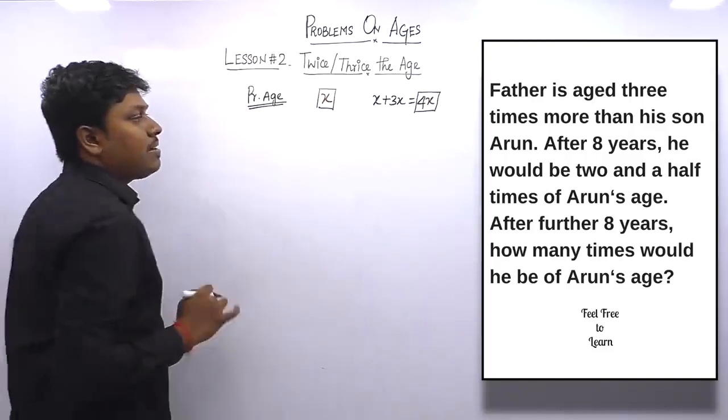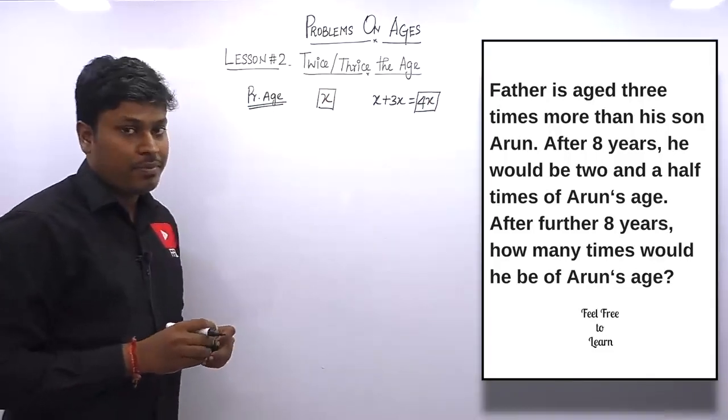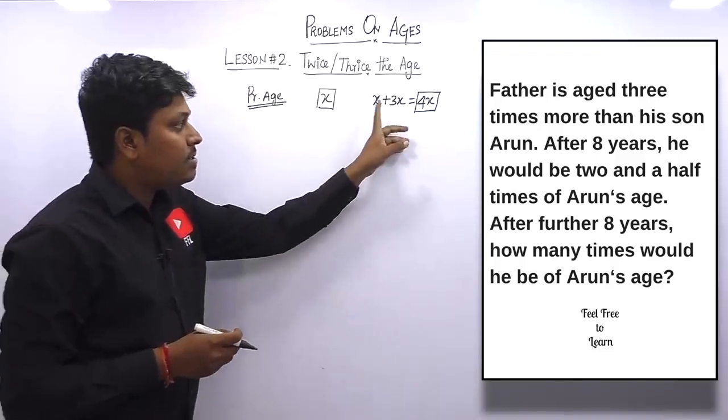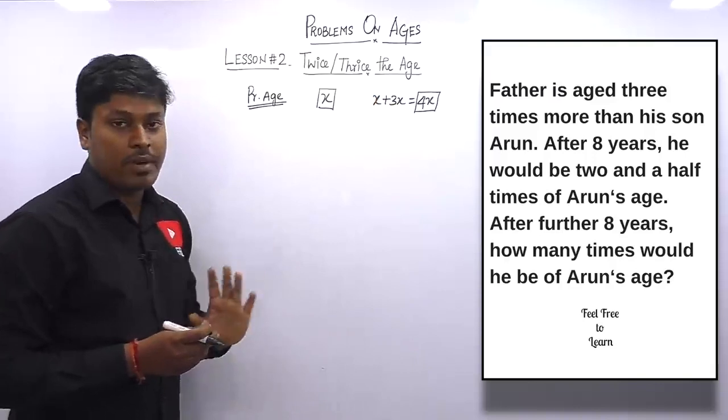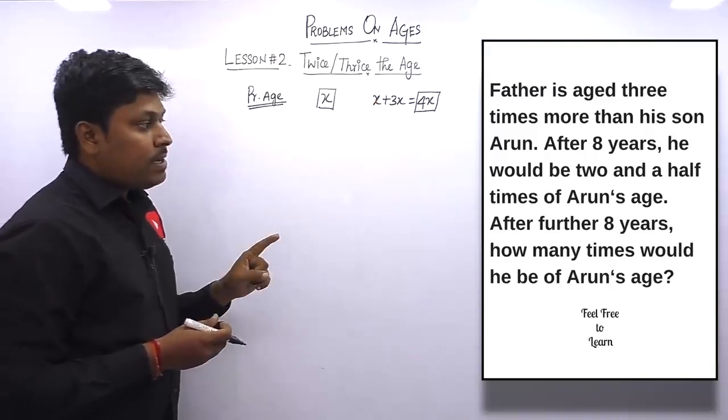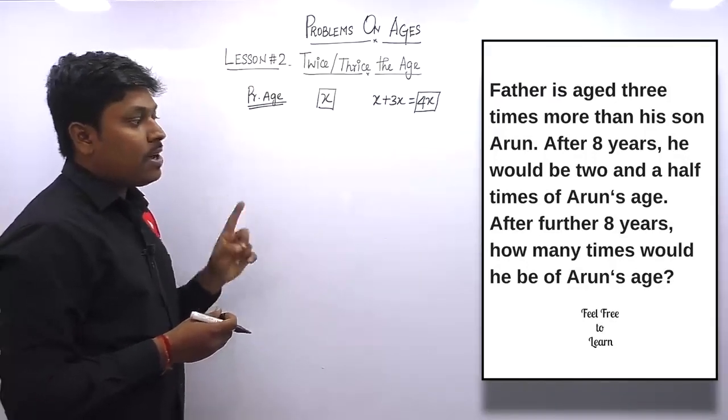So we can assume the son's age will be x and the father's age will be 4x, right? The first point, the father's age is 3 times more than the son's age. So 3x plus x will be 4x.